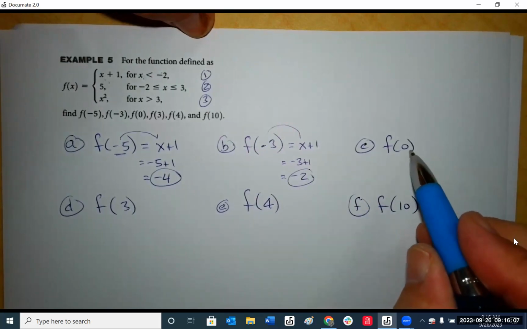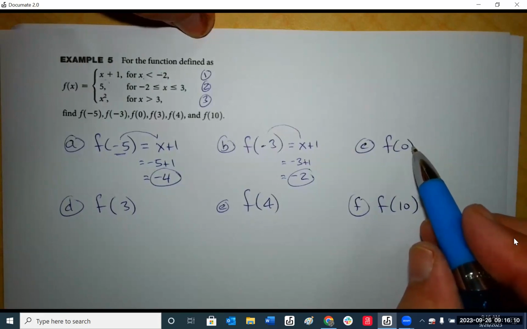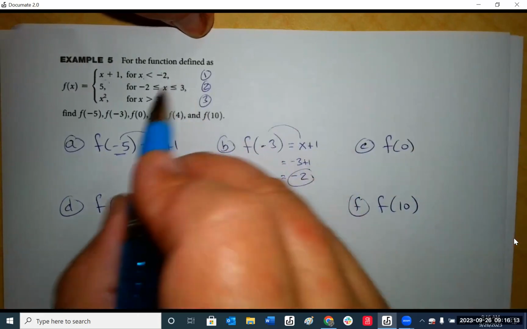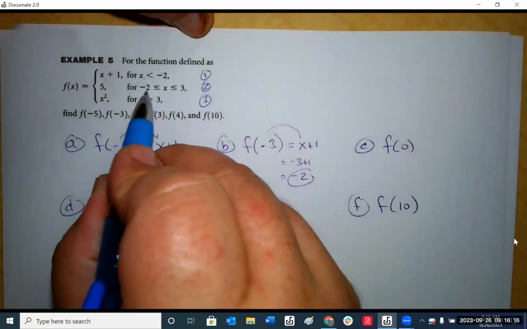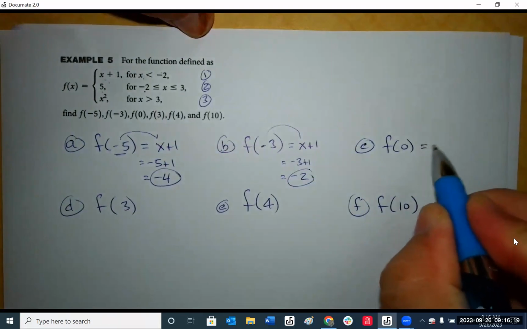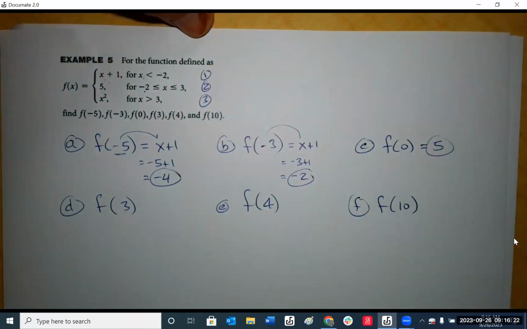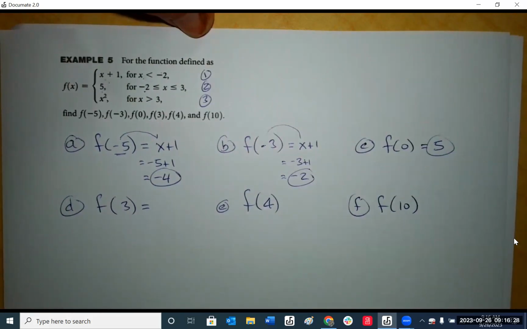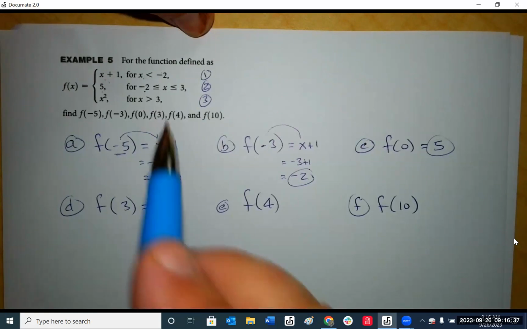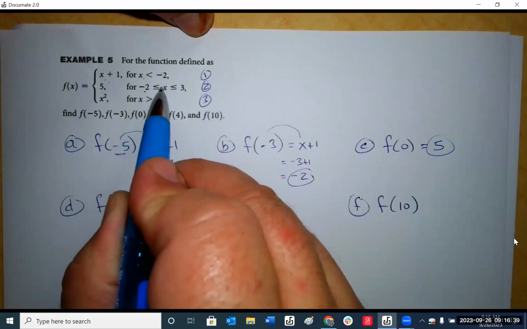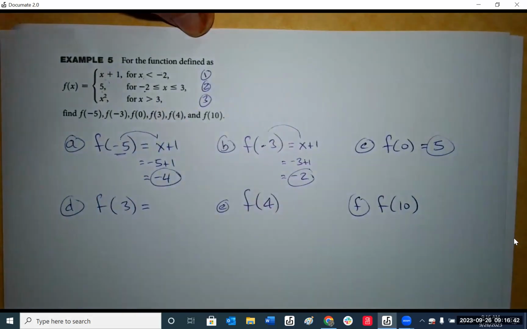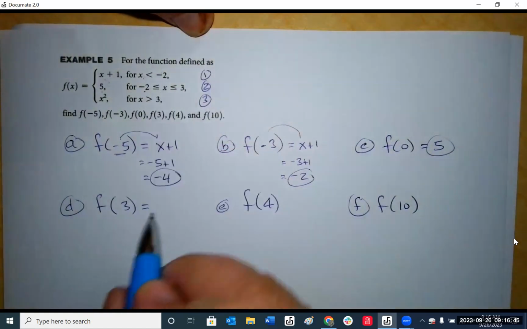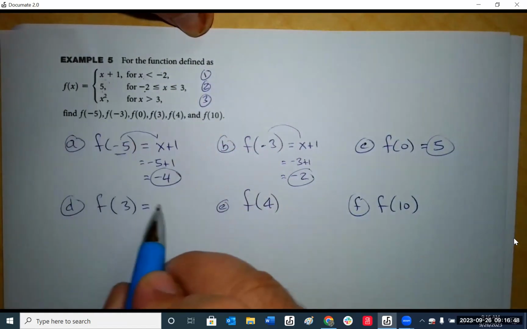When x is 0, which one do we use? The second one, because 0 is between -2 and 3. So I use this equation. It equals 5. F of 3. Which one do we use now? The second one, because this one says x is greater than or equal to -2 or less than or equal to 3. Since x is 3, we use this one, and the function is 5.